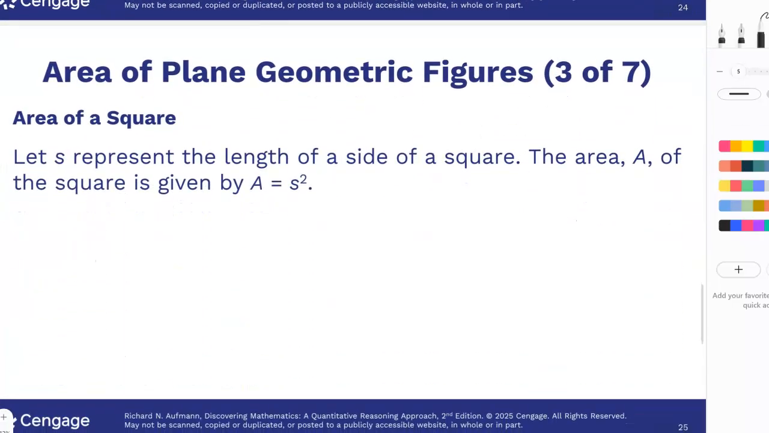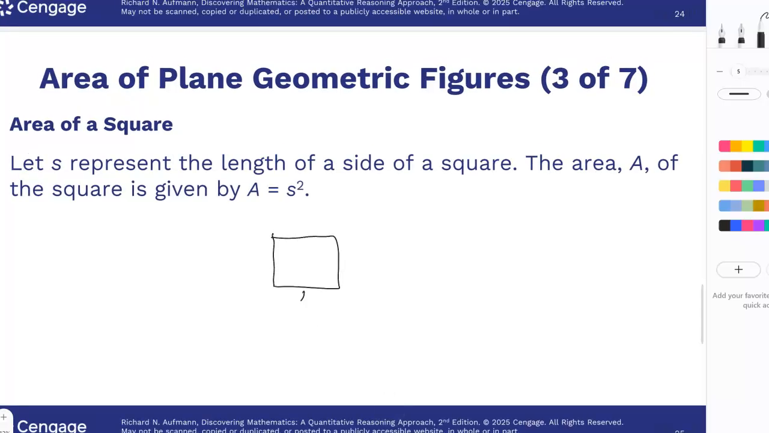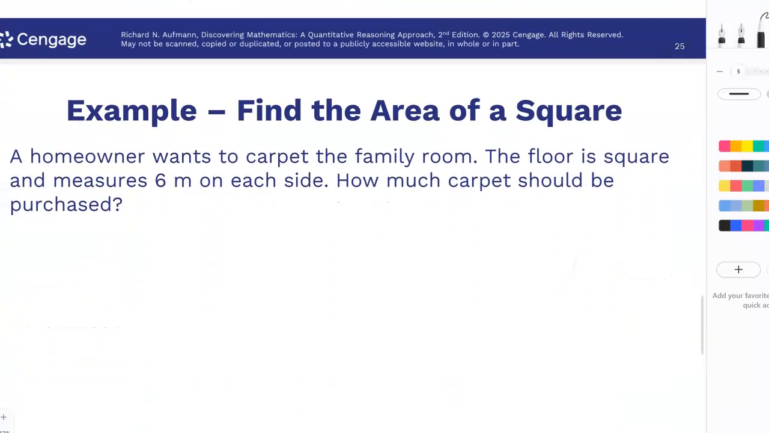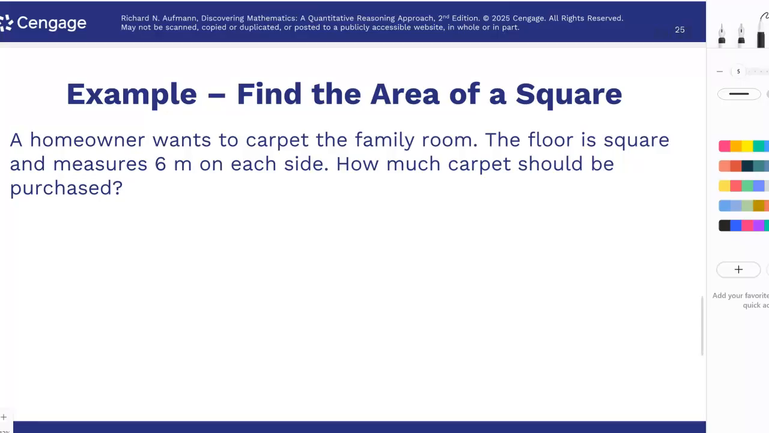We're talking about a square. All the sides are the same length. So remember, area is length times width, but because they are all the same, we could think about it as side squared. A homeowner wants to carpet the family room. The floor is square, so we know what it looks like, and it measures 6 meters on each side. We want to know how much area is going to need to be purchased. So it's going to be 6 times 6, which is going to be 36 square meters.